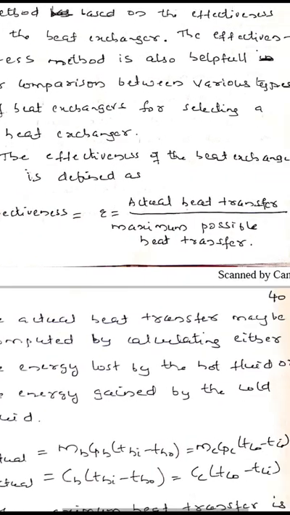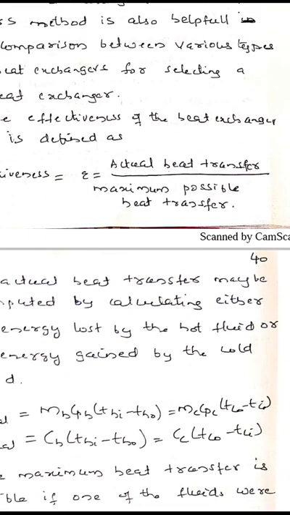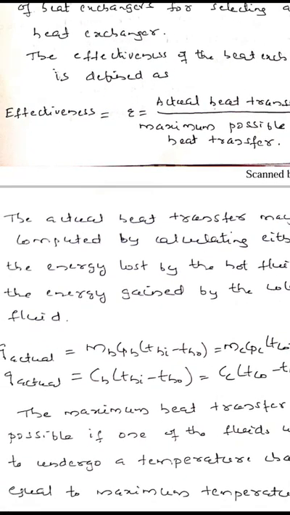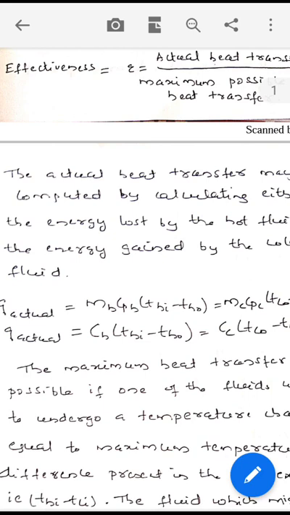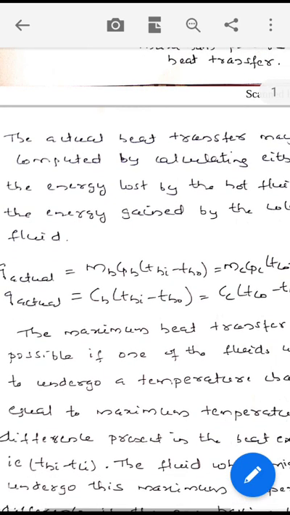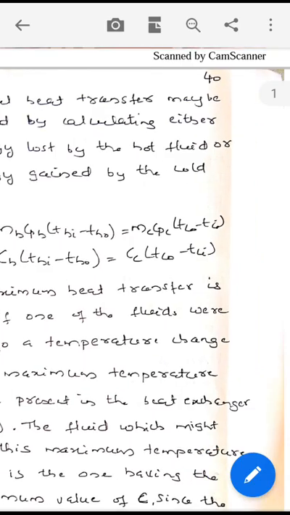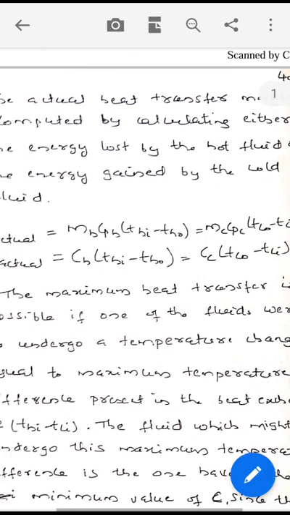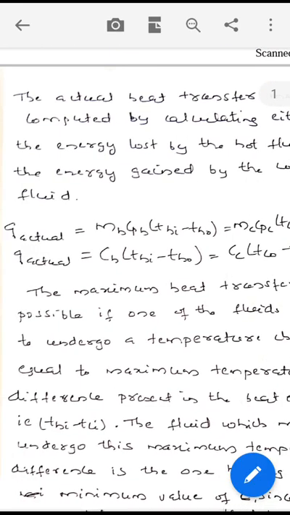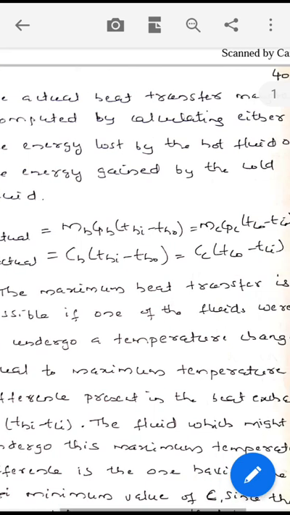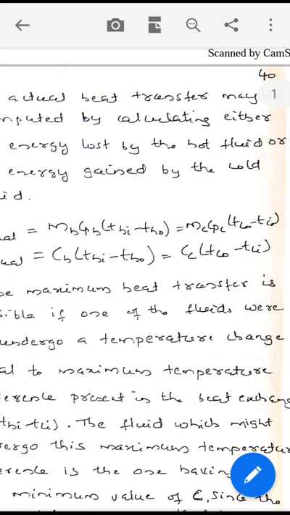Effectiveness of a heat exchanger is defined as actual heat transfer divided by maximum possible heat transfer. Actual heat transfer is obtained by either the heat lost by the hot fluid or the heat gained by the cold fluid. Q actual equals C_H (T_HI minus T_HO), which equals C_C (T_CO minus T_CI).